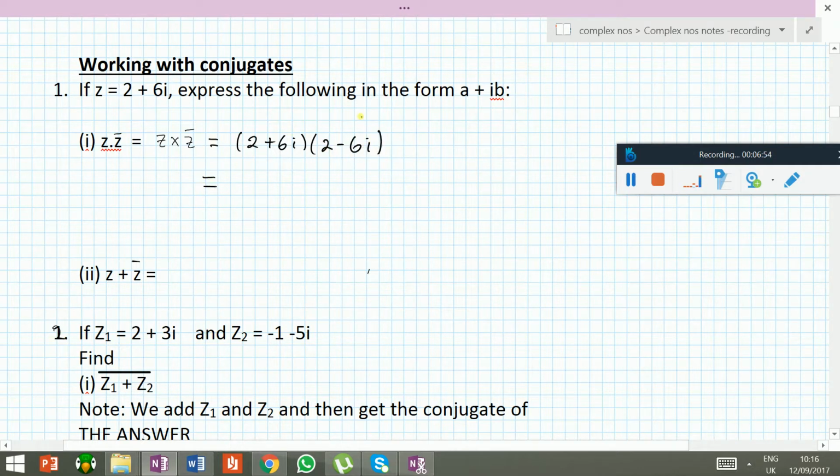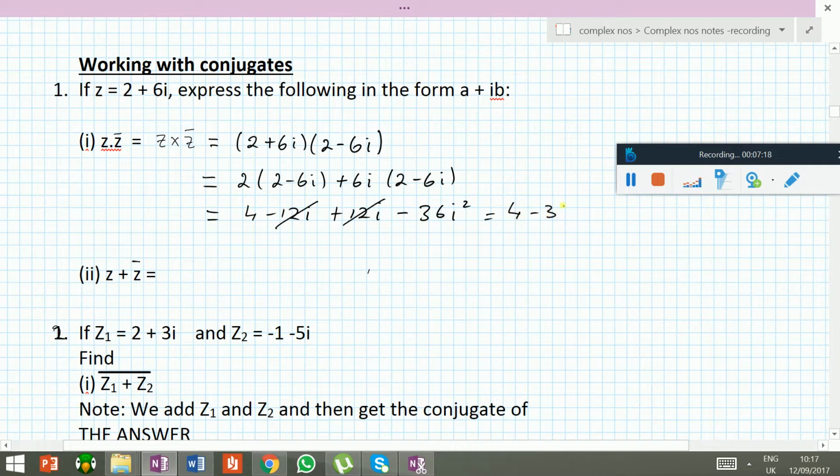And again, I'm going to go the long way of doing it. I'm going to split the bracket, plus 6i times 2 minus 6i, and that's equal to 4 minus 12i plus 12i minus 36i squared. Now the minus and the plus cancel, and you end up with a 4 minus 36 times i squared, which is minus 1, and it's equal to 4 plus 36, which is 40. And that's the answer.